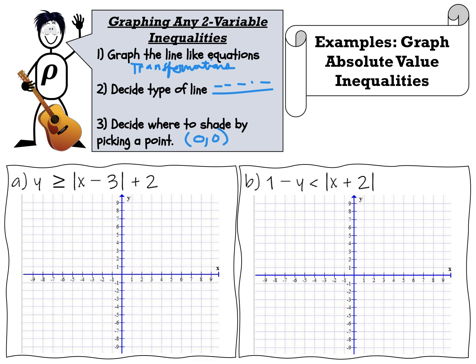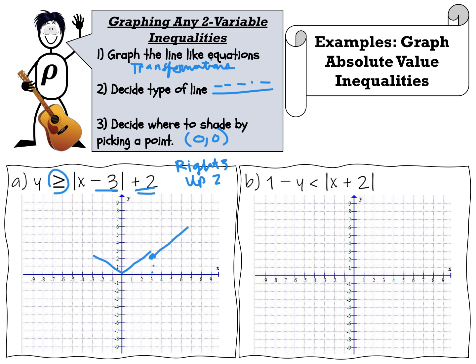So this first one, we have y is greater than or equal to absolute value of x minus 3 plus 2. The first thing I'm going to do is identify the transformations. The minus 3 says right 3. The plus 2 says up 2. So I'm going to take my original V-shaped graph and move it right 3 and up 2. Then I can decide what kind of line it's going to be. It will be a solid line because it is or equal to.